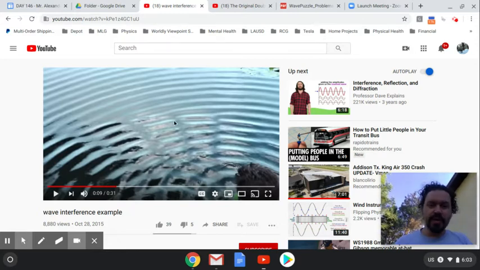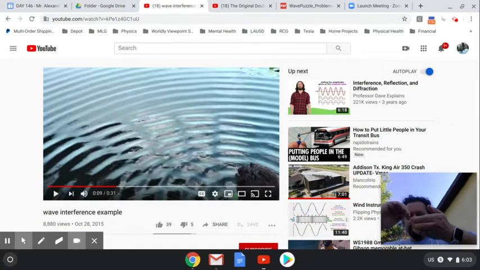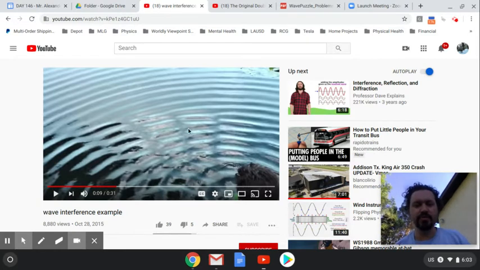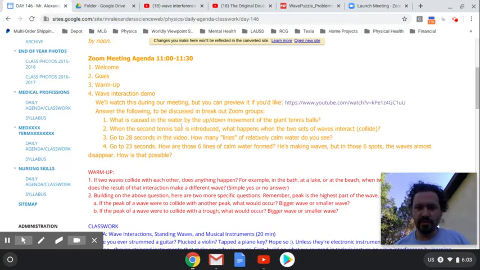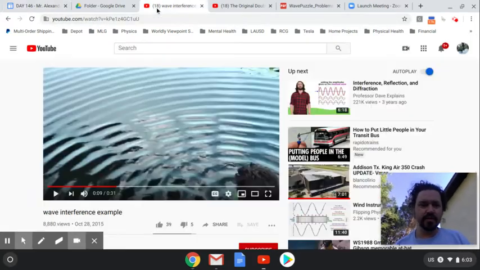Okay. So in between here, we've got these areas where we've got the peak and the trough, and they're almost canceling each other out. This is basically smooth water right here. So I asked you for the discussion, all right, what happens? Okay, so we see some bigger peaks, some bigger troughs. At 28 seconds, how many lines do you see? Let's get to 28 seconds.